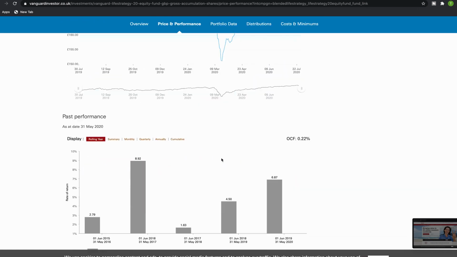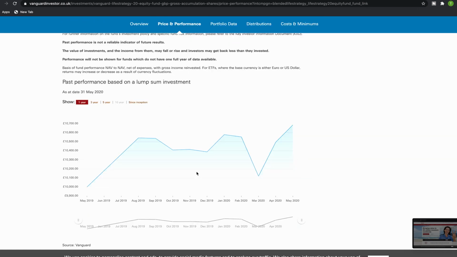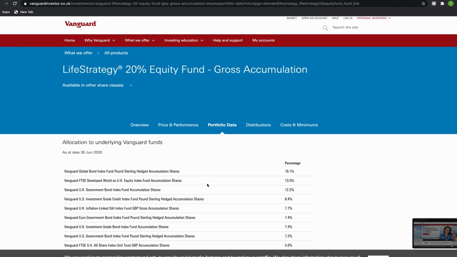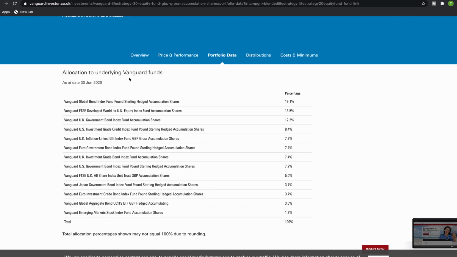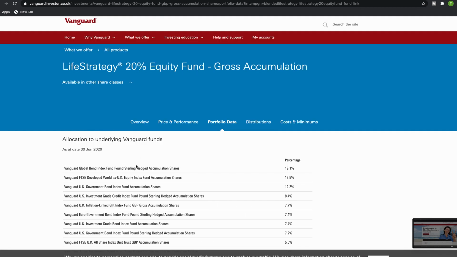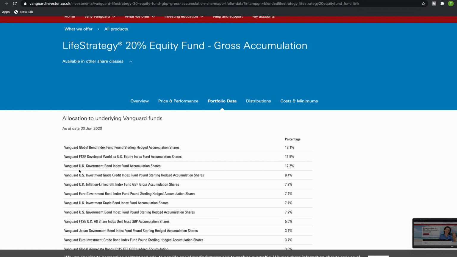Now, again, past performance is not a guarantee. So let's move on to portfolio data. So here is the allocation of this particular fund. So you've got bond. This is a Life Strategy fund, that's interesting. This Life Strategy fund is a combination of bonds, index funds, ETFs, everything. It's a mixture of all of that.